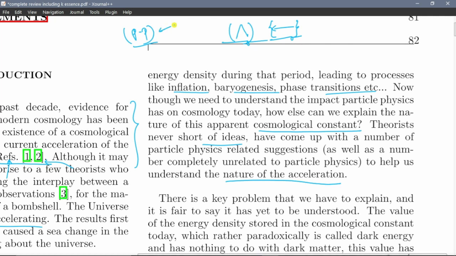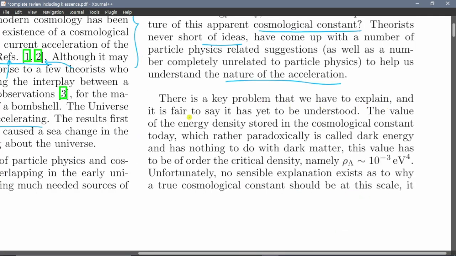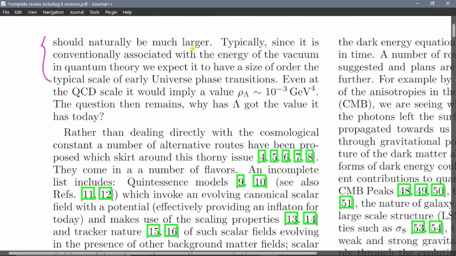There is a key problem that we have to explain, and it is fair to say it has yet to be understood. The value of the energy density stored in the cosmological constant today, which rather paradoxically is called dark energy and has nothing to do with dark matter, has to be of the order of the critical density, namely rho lambda is approximately 10 to the minus 3 electron volt to the power 4. This makes rho lambda very small. Unfortunately, no sensible explanation exists as to why a true cosmological constant should be at this scale. It should naturally be much larger.